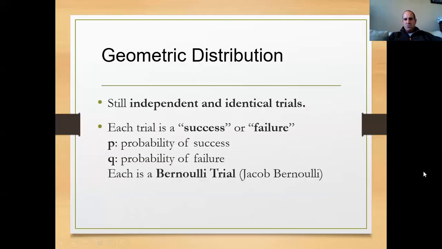Find the probability that none do. We already did that. So the next distribution is something called the geometric distribution. So what's the setup here?